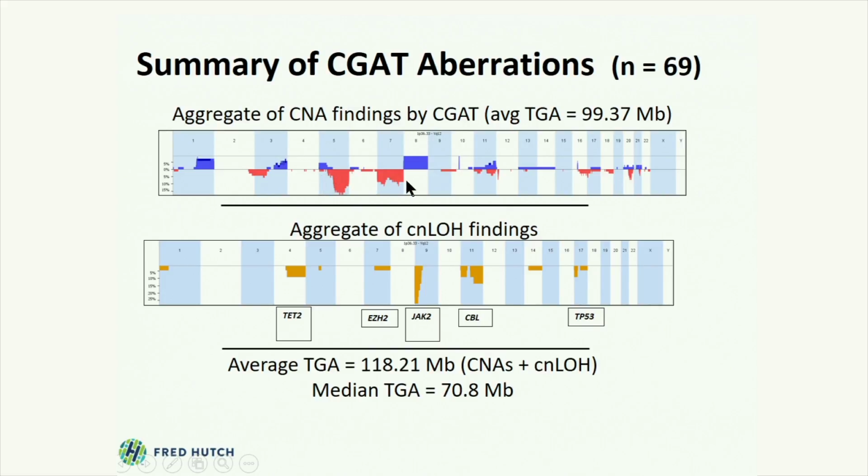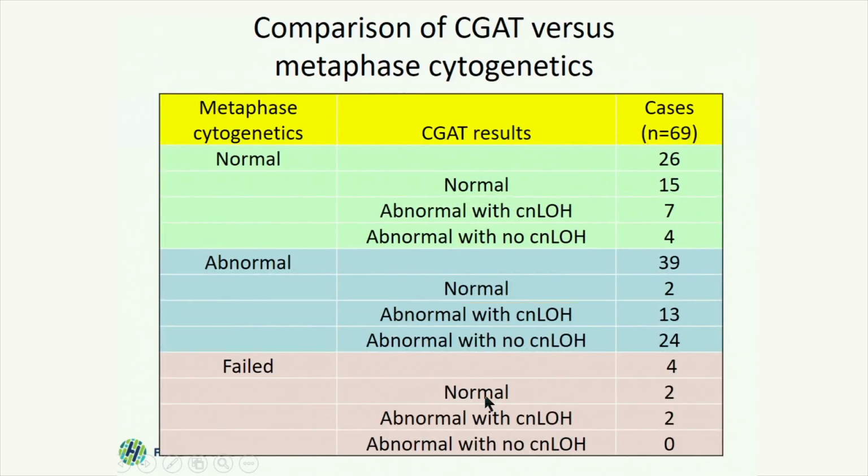Okay, we're doing good with our diagnoses. However, interestingly, the CNLOH findings in these patients was that very commonly we had CNLOH in 4q, 7, 9, 11, 17. And these corresponded to the genes such as TET2, EZH2, JAK2, CBL, and TP53. Our median TGA in this study was 70.